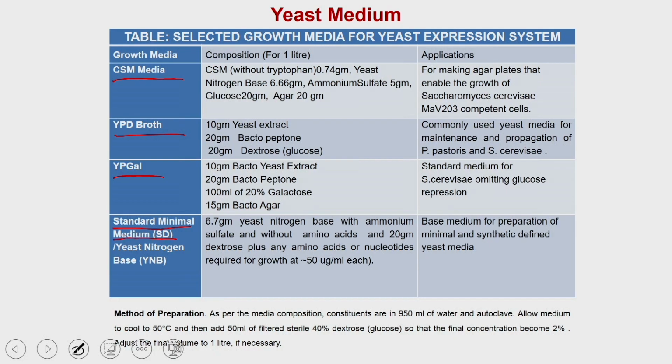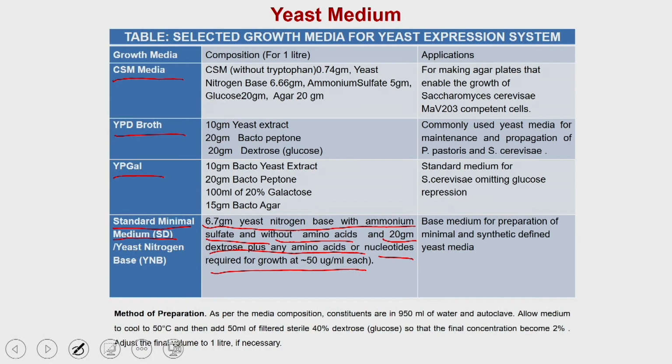Standard minimal media is a media which requires the yeast nitrogen base with ammonium sulfate, without amino acid, and 20 grams of dextrose plus any amino acid or nucleotide required for the growth at 50 microgram per ml.